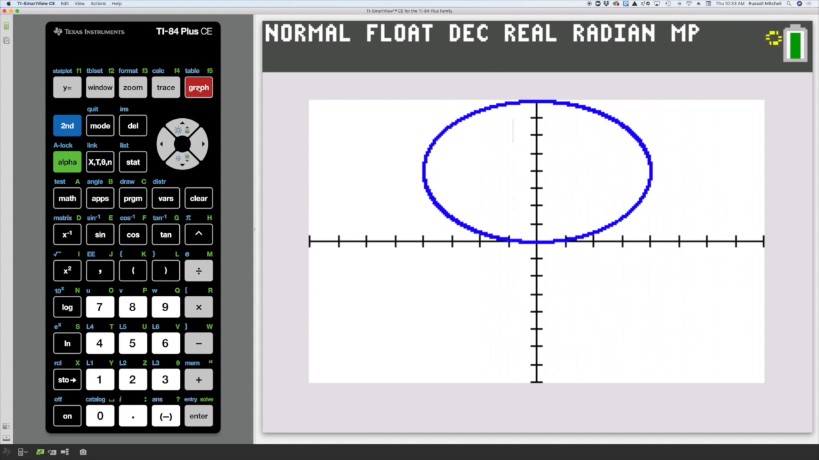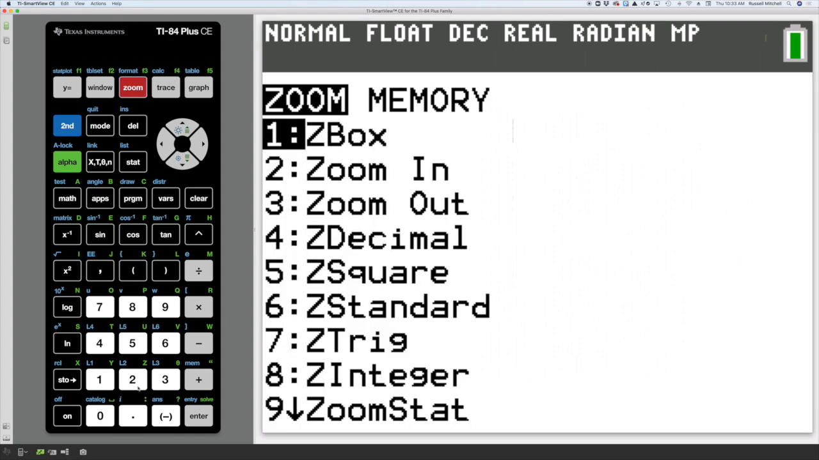So here's the problem. Because it's distorted in the horizontal direction, it doesn't look like the shape it really is. All right, so if we do zoom square, we'll see the actual shape.